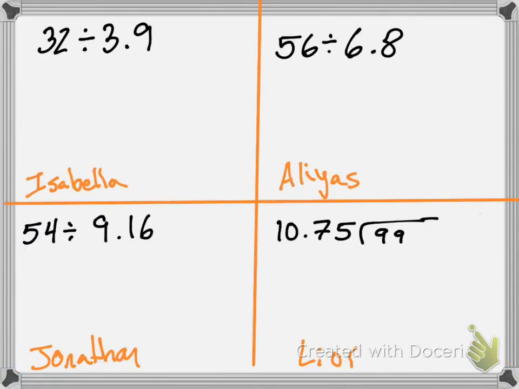Yes? Perfect. So Leor, what did you round this to? I rounded 10.75 to 11. So she rounded it to 11. And then what did you get as your answer, Leor? 9. Do we agree? Disagree? We agree. Yes, that's great.